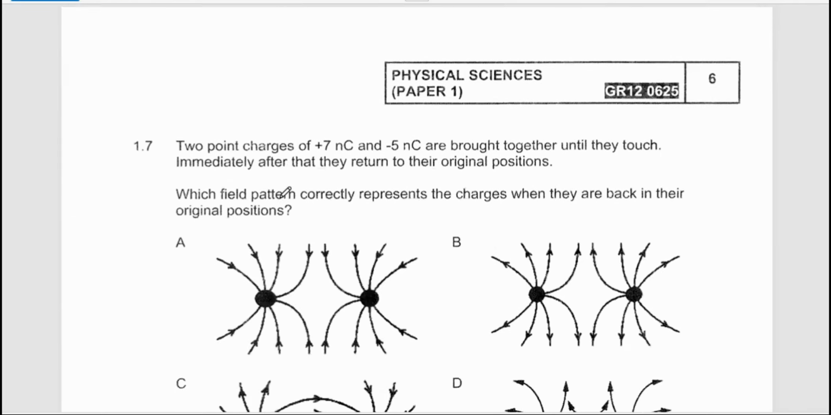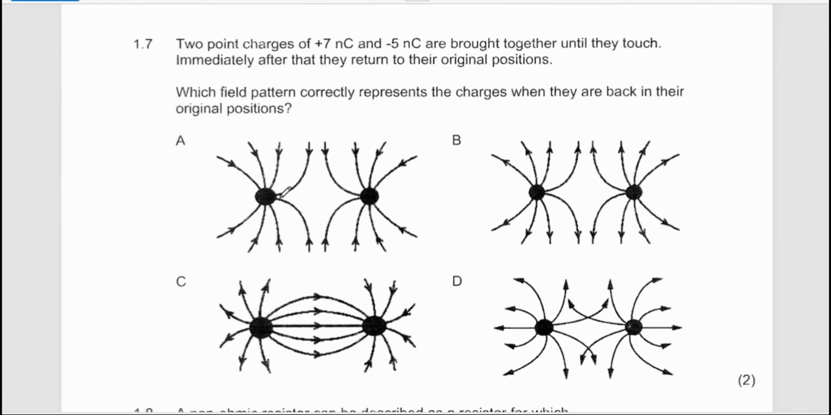And then 1.7, 2-point charges, 7 nanocoulomb and negative 5 nanocoulomb are brought together up until they touch. Immediately after, they are returned to their original position. So one thing we know is that when charges are brought together, after the separation, the charges must have equal magnitude, okay? So a 7 minus a 5 is going to give us a 2. You divide by 2, meaning that we're going to have a 1 nanocoulomb on each of the spheres, okay?